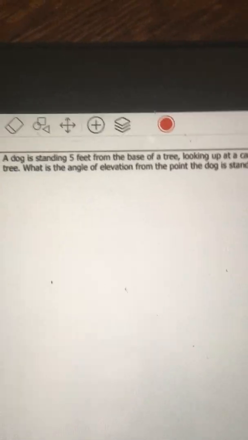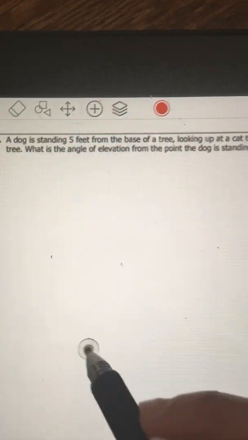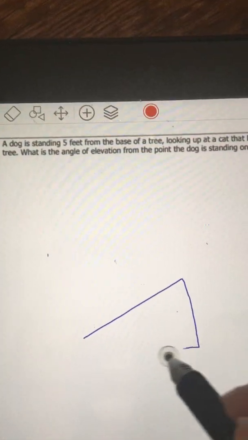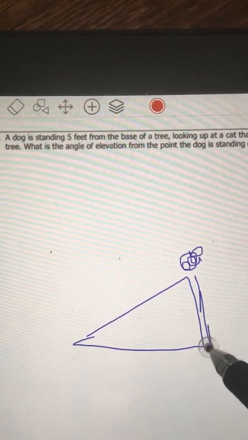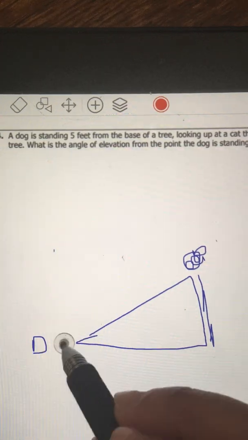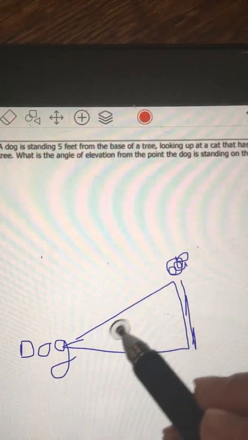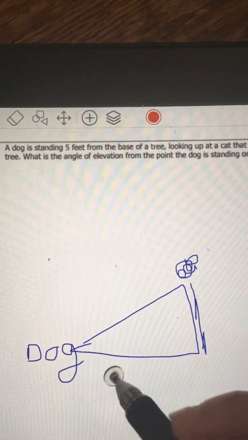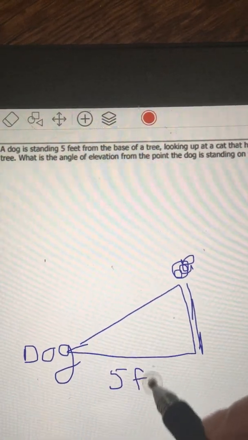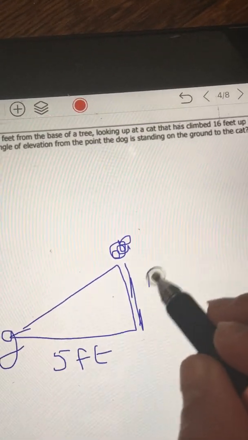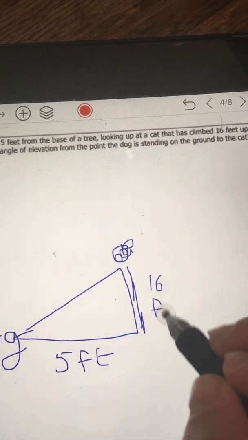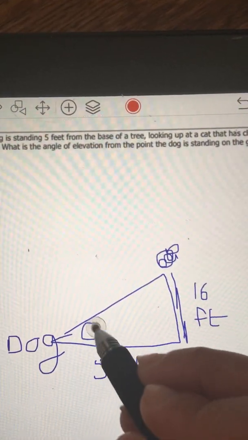Okay. In another elevation, we have a dog standing 5 feet from the base of a tree looking up at a cat that has climbed in the tree. So here's our tree. Somewhere up there is a cat. Over here is the dog. He's 5 feet away from the base. Base is the bottom. And the cat is 16 feet in the tree. And we want to find this angle down here.